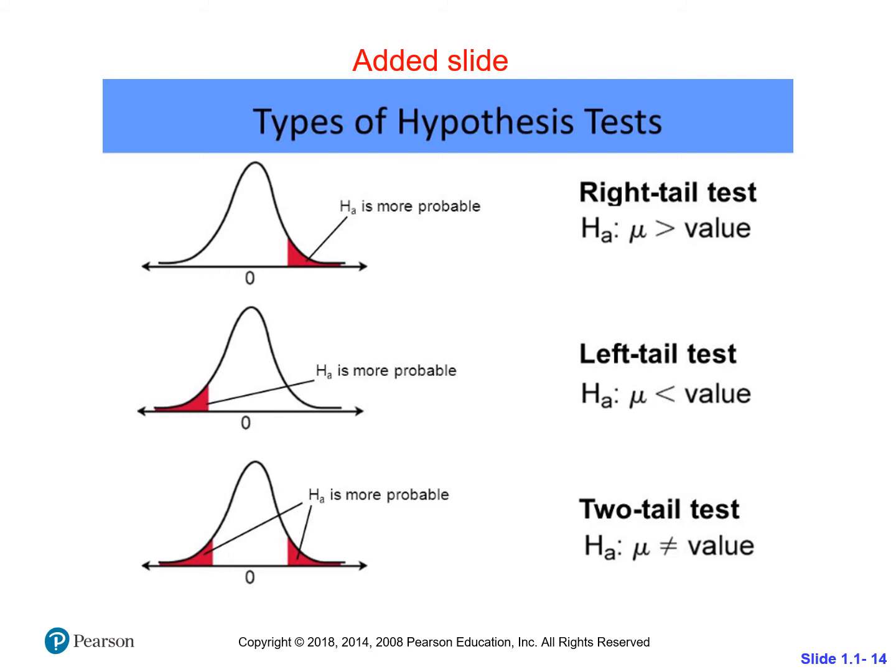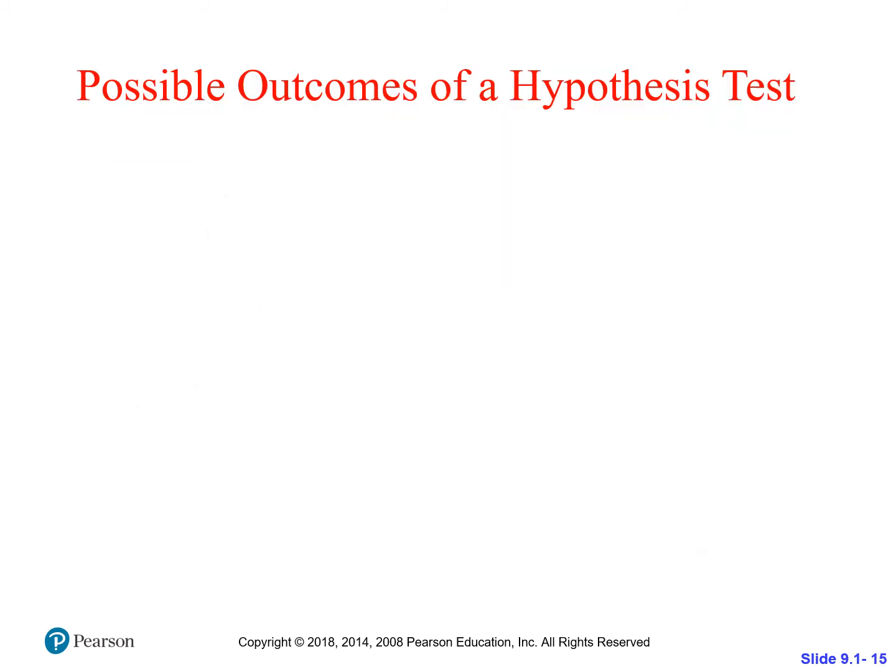Okay, and I added this slide as well to show you the three types of hypothesis tests. The right-tailed, the left-tailed, and the two-tailed for greater than, less than, or not equal to, respectively. So hopefully this helps make sense of what we're talking about a little bit.